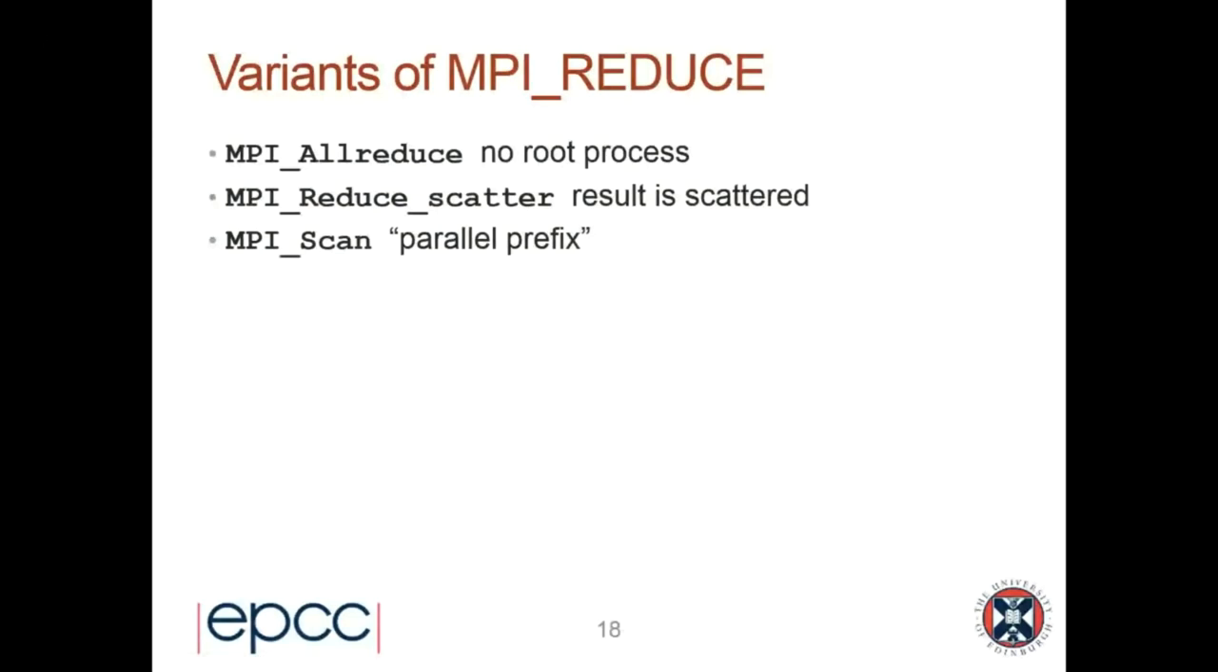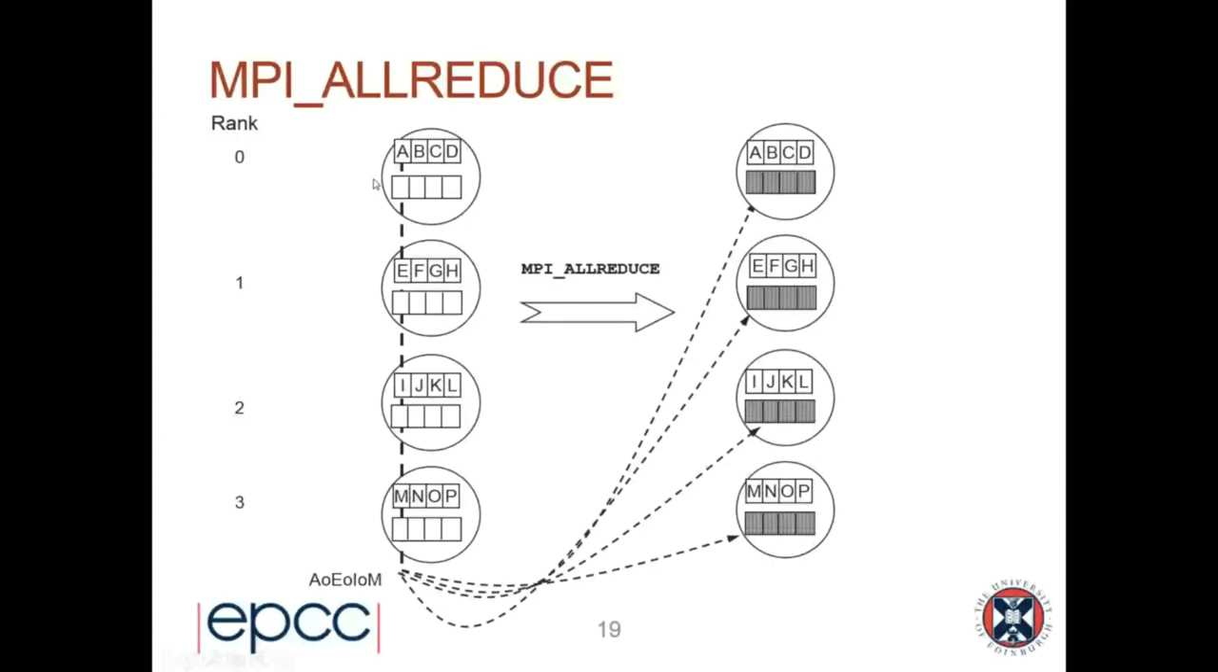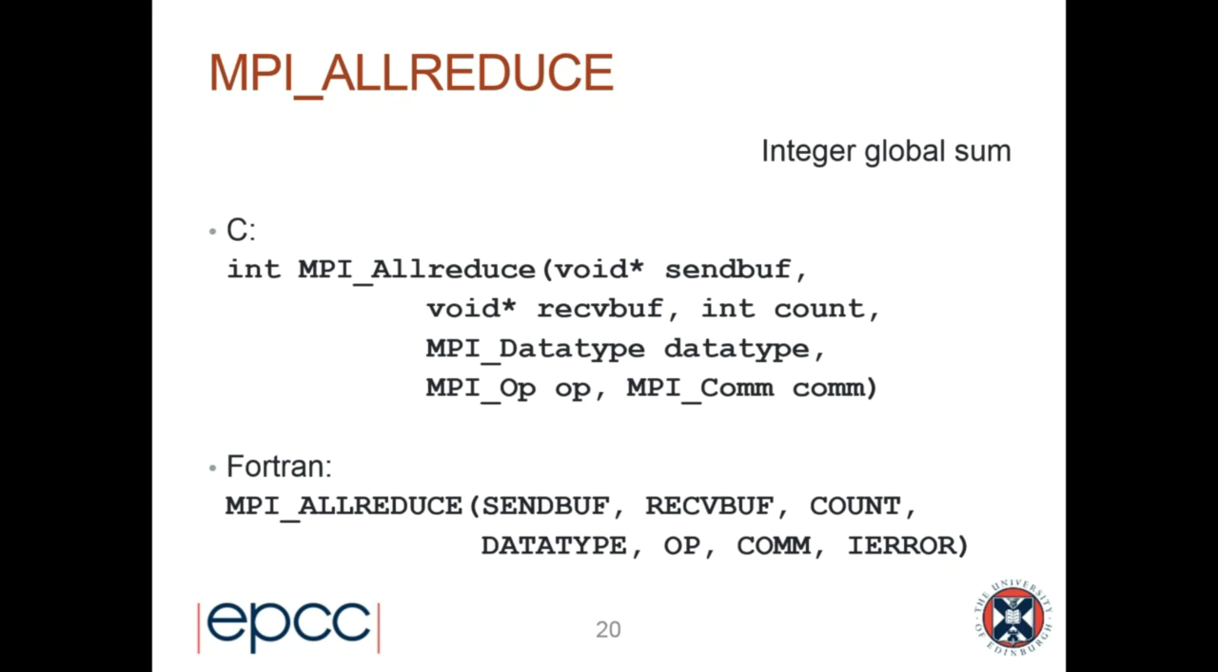Reduce scatter, the result is scattered. I've never used that. MPI scan is quite interesting. MPI all reduce: this is exactly the same diagram as the MPI reduce. With count equals 4, you add up A plus E plus I plus M. But in MPI reduce, there was a nominated root, which I had as rank 1. In MPI all reduce, the answer goes everywhere. So MPI all reduce is actually by far the most commonly used collective operation in scientific and technical programming. It's exactly the same prototype as MPI reduce, but there is no root process because the answer goes everywhere.